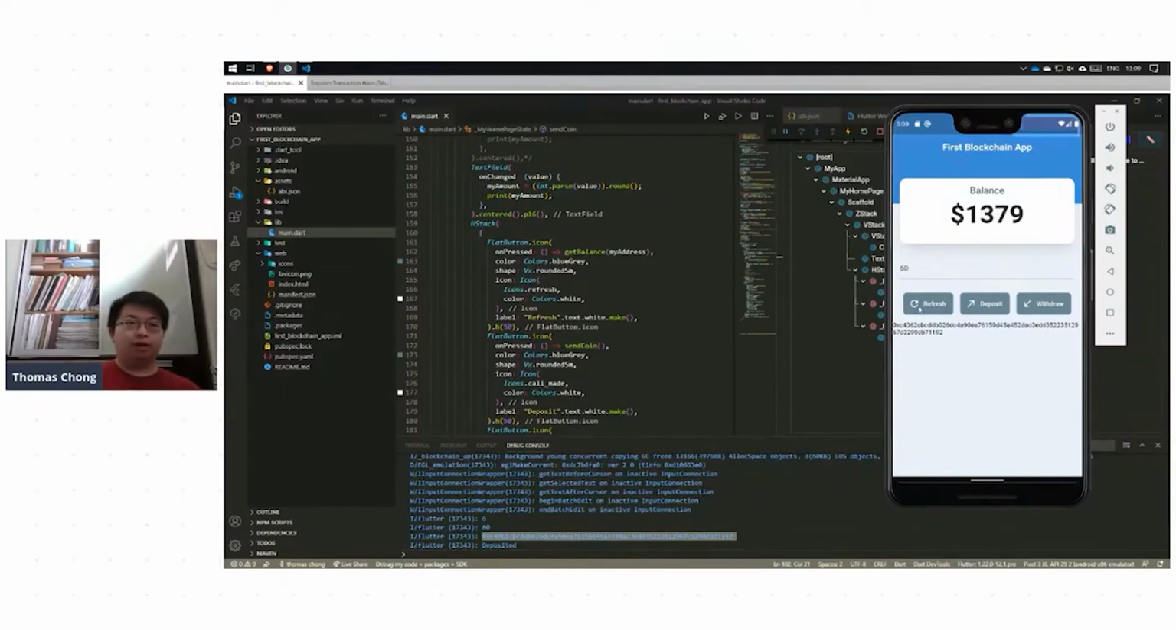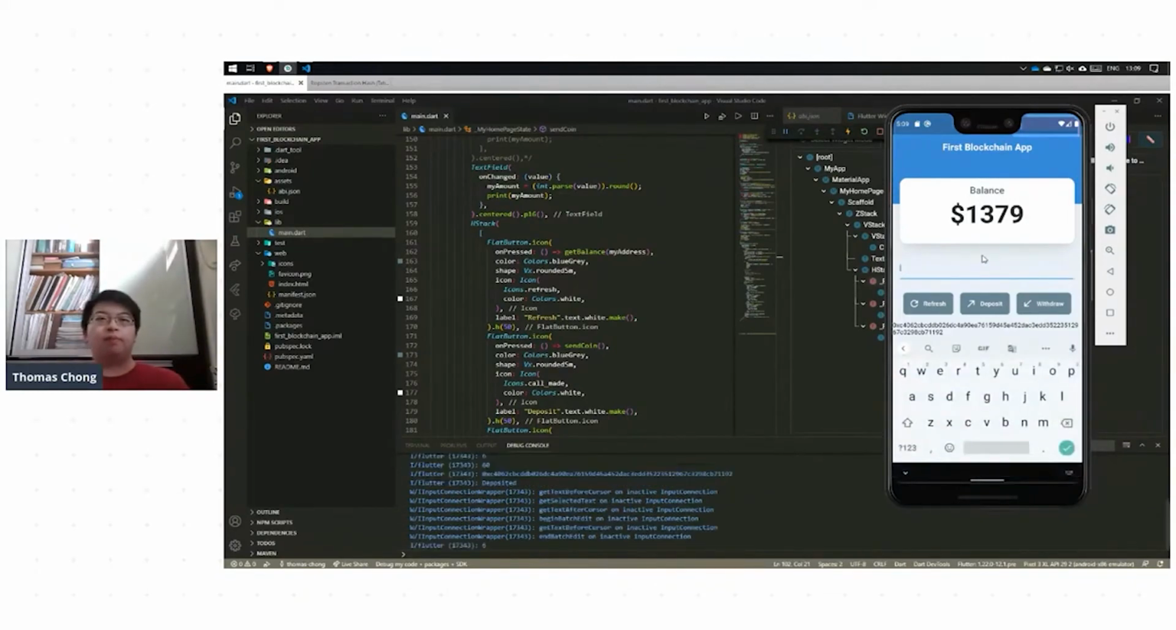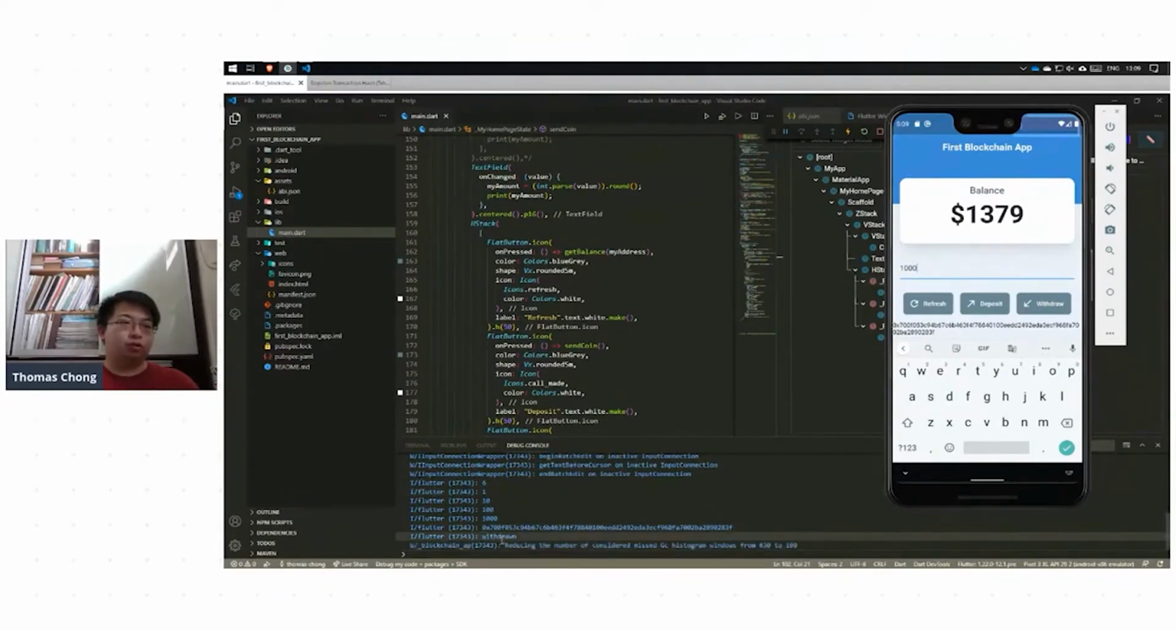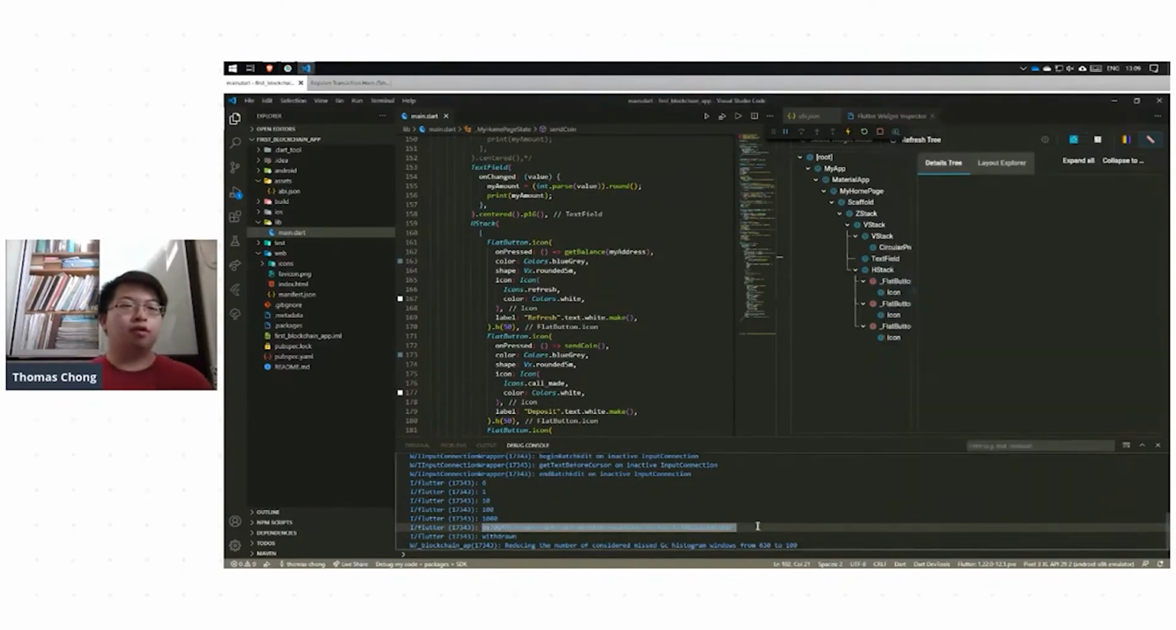So you can see here it is just trying to get the updated data in the blockchain network, the Ethereum network, and then you can see the value is increased. So for example, this time we're trying to deduct 1,000, and then we're trying to do a withdrawal, and you can also see that it just executed a withdrawal action here.